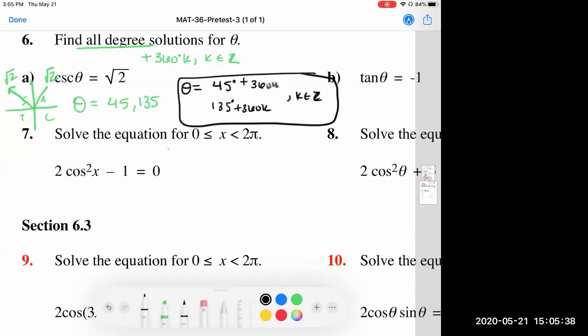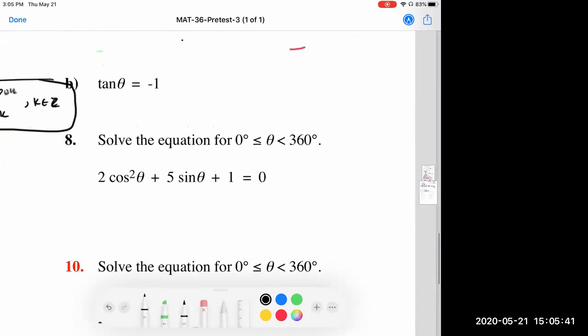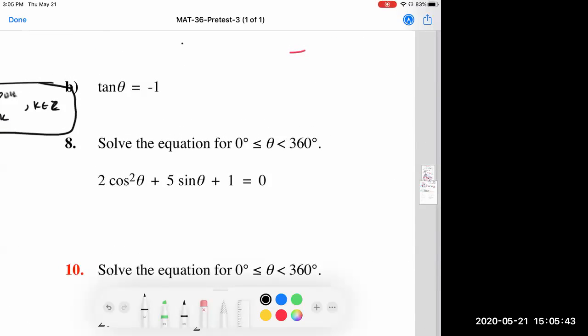All right, let's continue with B. Tangent of -1. So tangent is 1 at the 45 degree mark, but I want -1. So we think all students take calculus. I want negative. It's negative in quadrants 3 and 4. So our answer would be 135 and 315. Those are our answers.